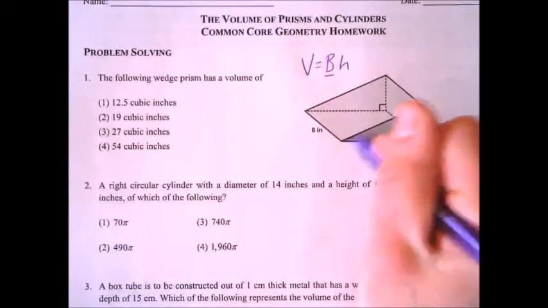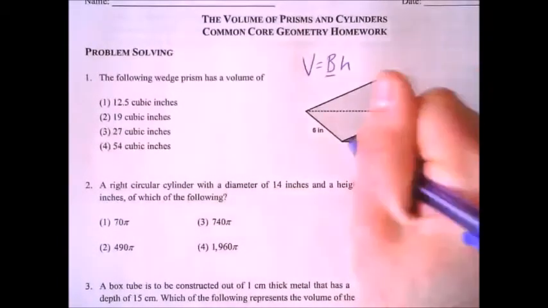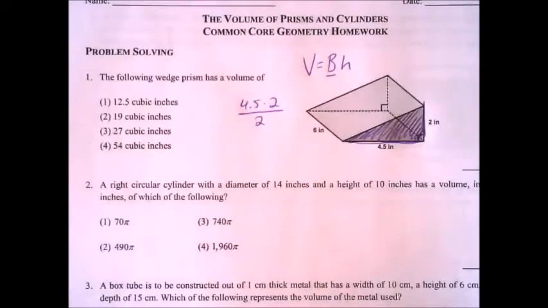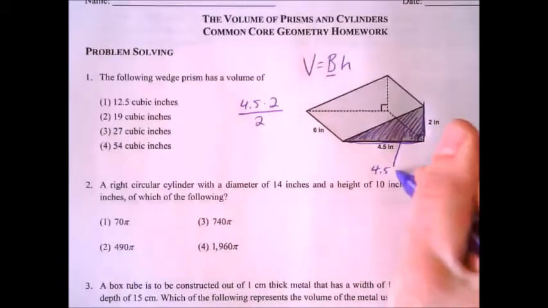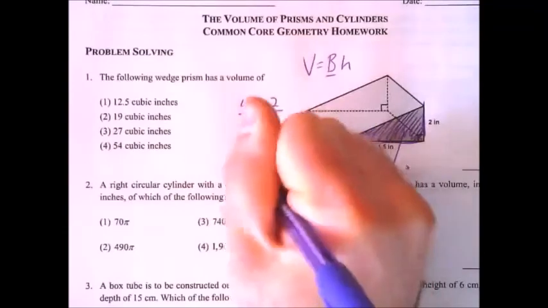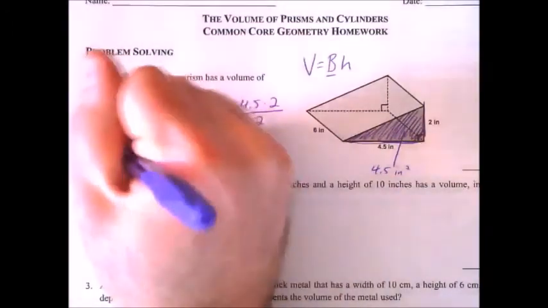In this case, this right triangle is the base of what they call a wedge prism, a triangular prism if you want to call it that. To find the area of a triangle, you take its base, 4.5, times its height, which is 2, and divide by 2. So 4.5 times 2 is 9, and 9 divided by 2 is 4.5. So this has an area of 4.5 square inches. To find the volume, we take the area, 4.5 square inches, times the height, so 4.5 times 6, and you're going to get 27 cubic inches.